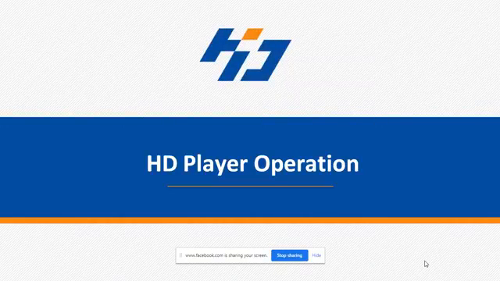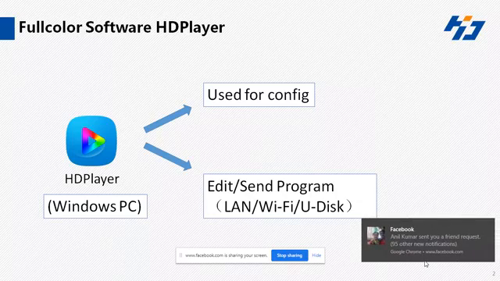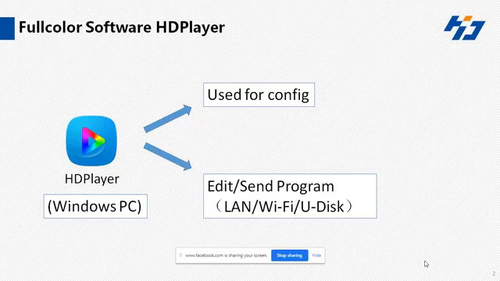Today we discuss HDPlayer in brief. So basically, what is HDPlayer? HDPlayer is a software used for configuration first. Second, it is used for sending program and editing program. Sending and editing programs is done in various ways, like LAN cable connectivity, Wi-Fi connectivity, and UDIS connectivity.